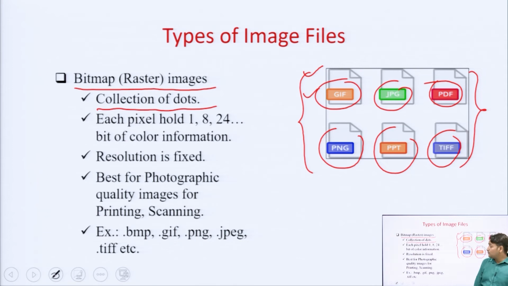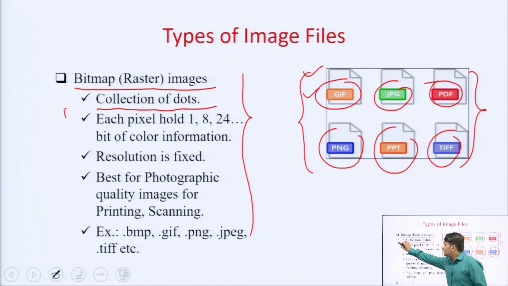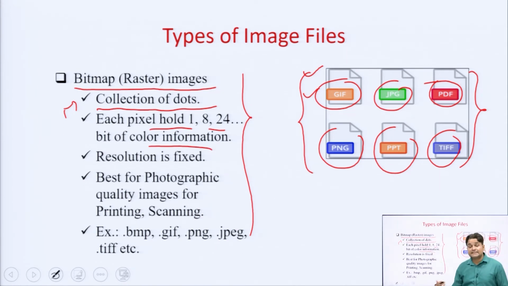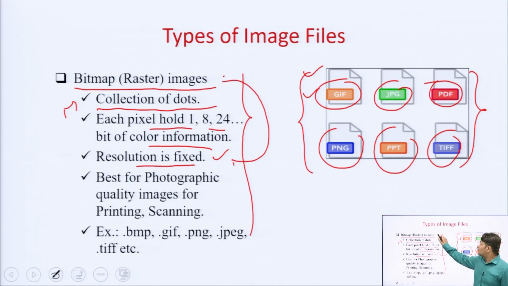So, before considering the image file format, we have to understand what a bitmap image file is, and that is nothing but a collection of dots. Each pixel holds 1, 8, or 24 bits of color information. How the bits of color information change the image, we have already covered in the previous slide. Resolution is fixed, that is the speciality of a bitmap image. Resolution is always fixed, whether it is spatial resolution or intensity resolution. That we cannot change in a bitmap type of image.